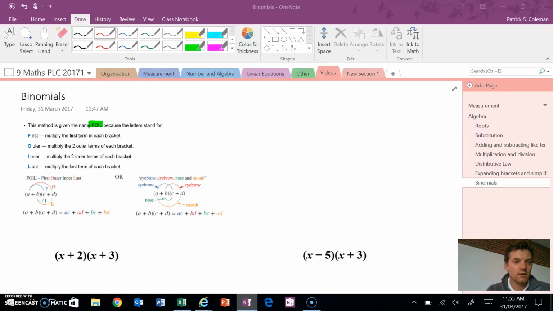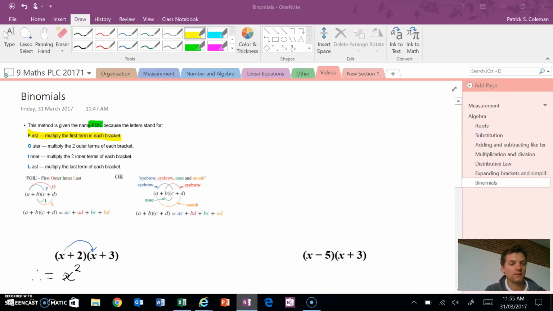It's not too complicated. So, first thing we're going to do is take the term in the first bracket and multiply it by the term in the second bracket. So, we take x times x. So x times x is x squared. Okay, now that's the first, multiply the first term in each bracket. We've done that.